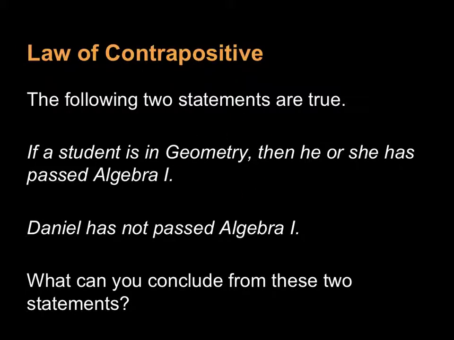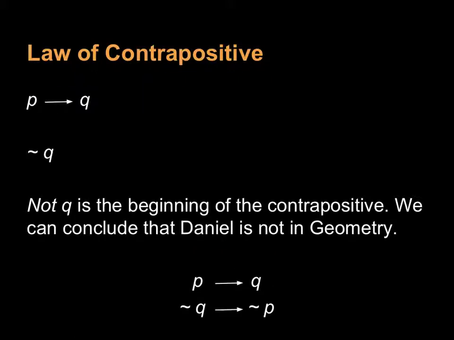Next, let's take a look at the law of contrapositive. The following two statements are true. If a student is in geometry, then he or she has passed Algebra 1. Daniel has not passed Algebra 1. So, what can you conclude from these two statements? Again, my two statements are, if a student is in geometry, then he or she has passed Algebra 1. My other statement, Daniel has not passed Algebra 1. So what's my conclusion? Before we answer, let's look at what we're saying.